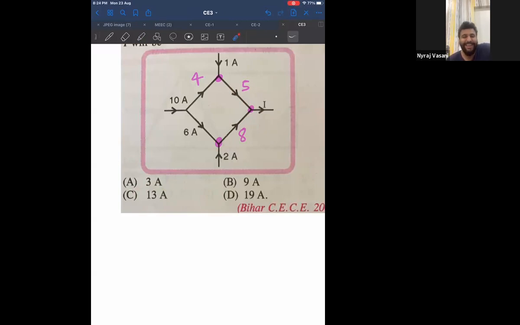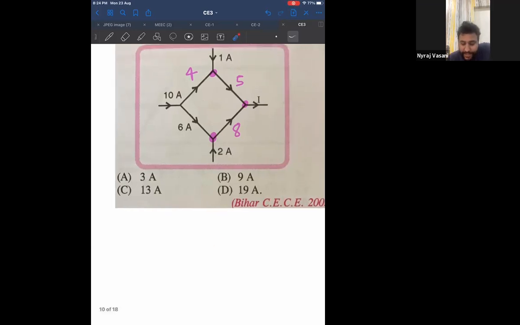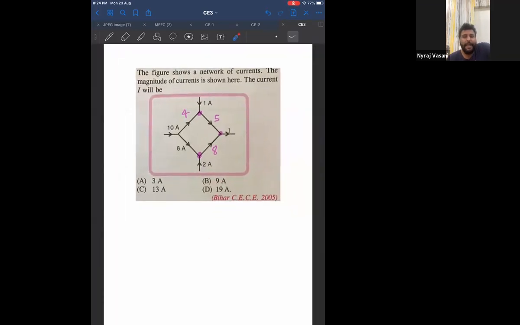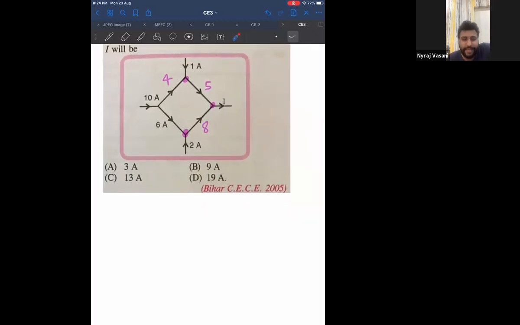What is full form of Bihar CEC? CEC means, how you guys have MHT CET, Maharashtra government conducts. Bihar government conducts CEC, combined entrance competitive exam, something like that. Combined exam, competitive entrance, or combined competitive exam. That is like for engineering plus medical plus all science related courses. Bihar board conducts this exam.